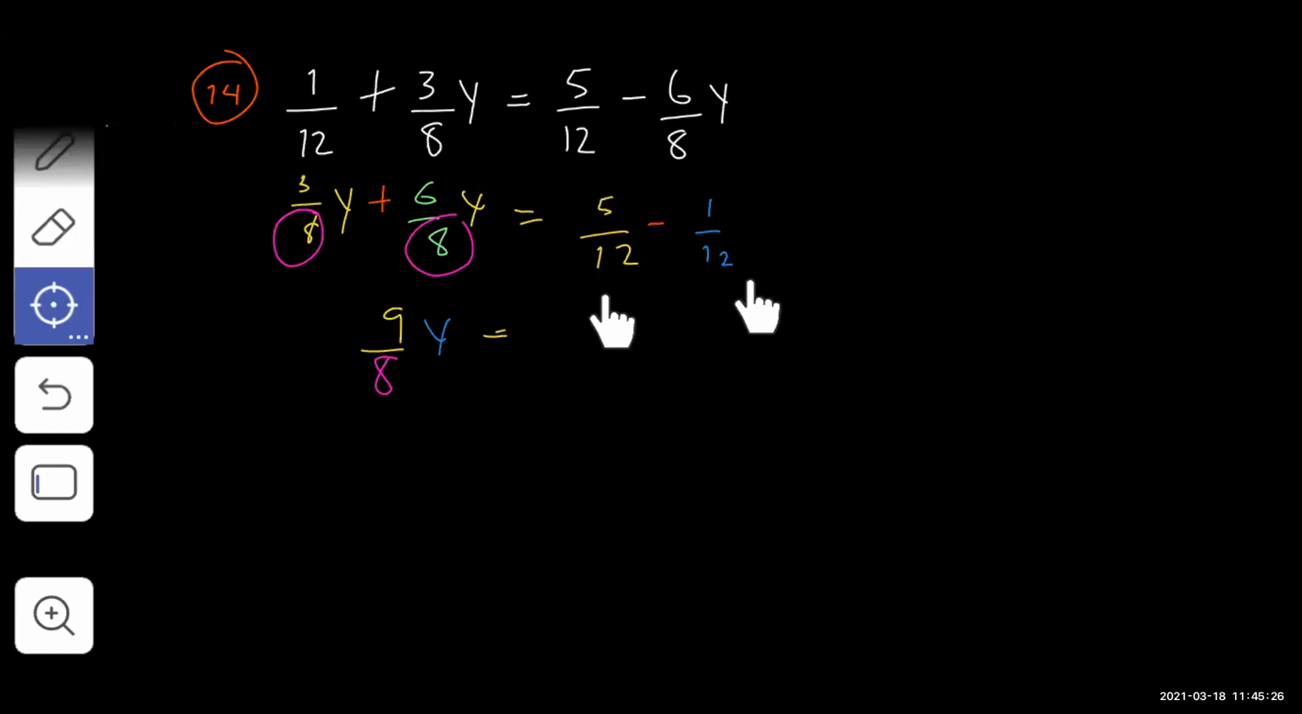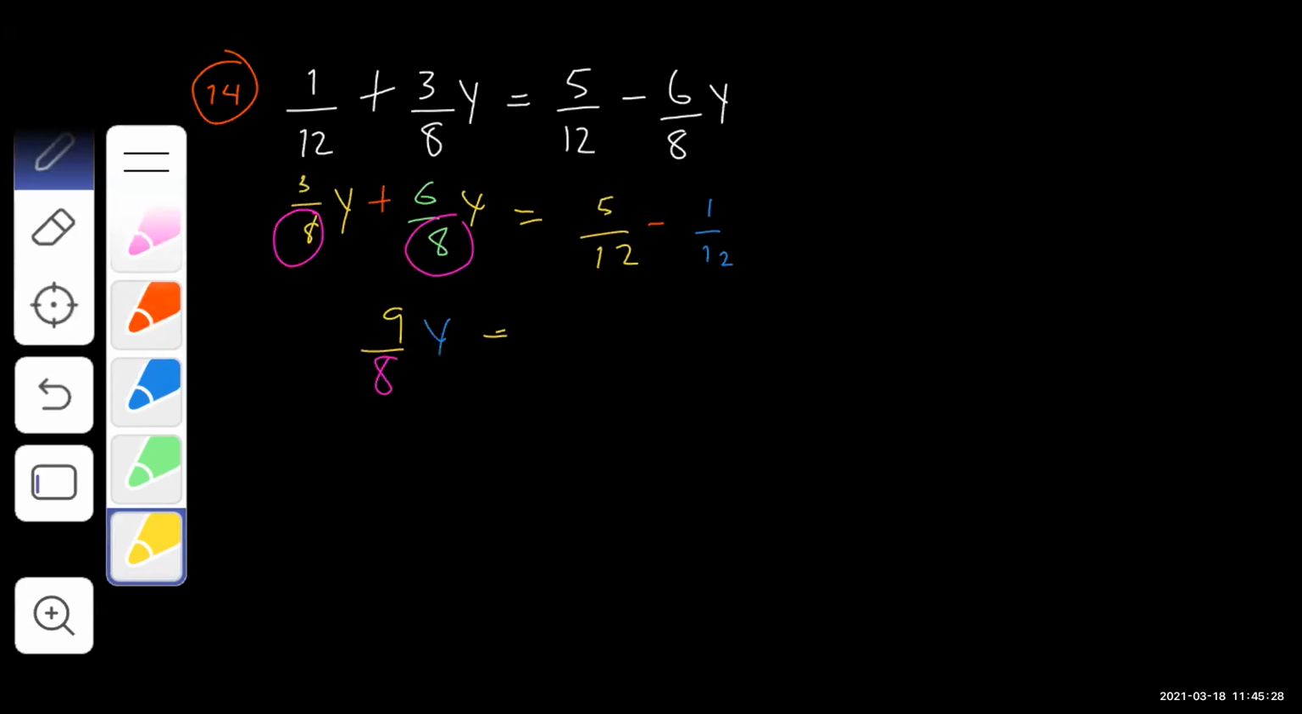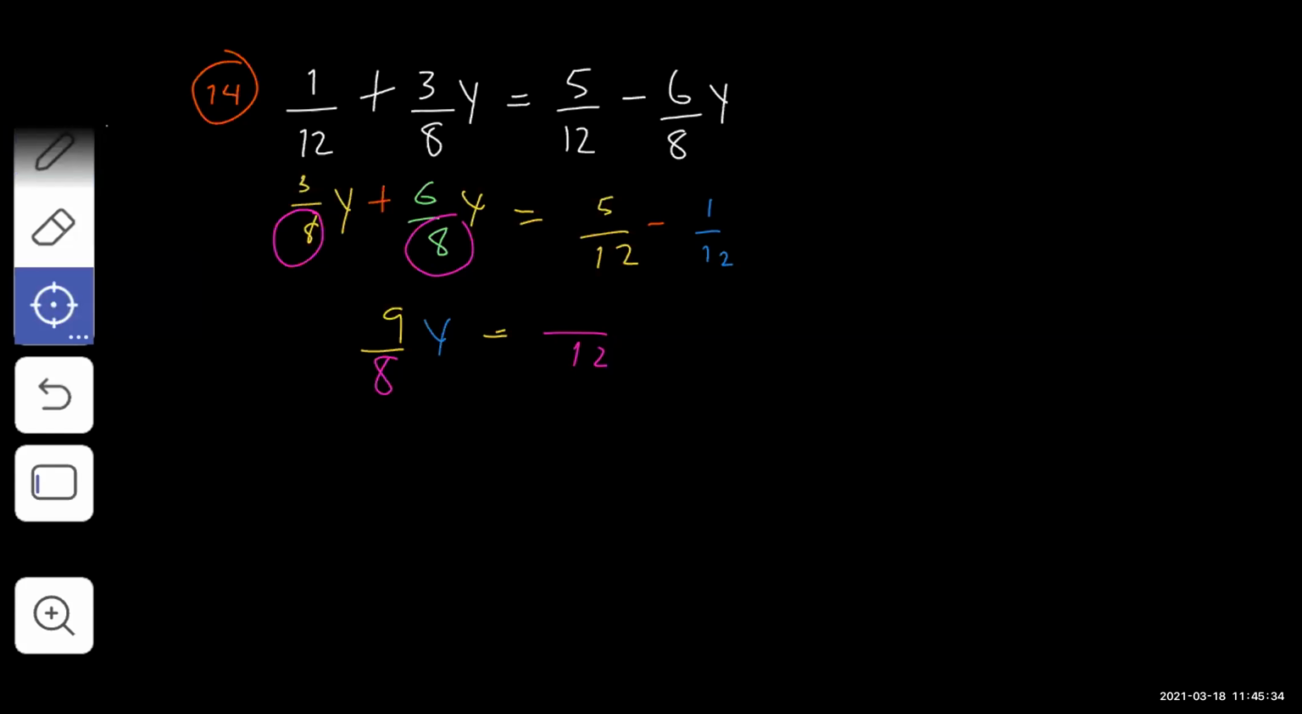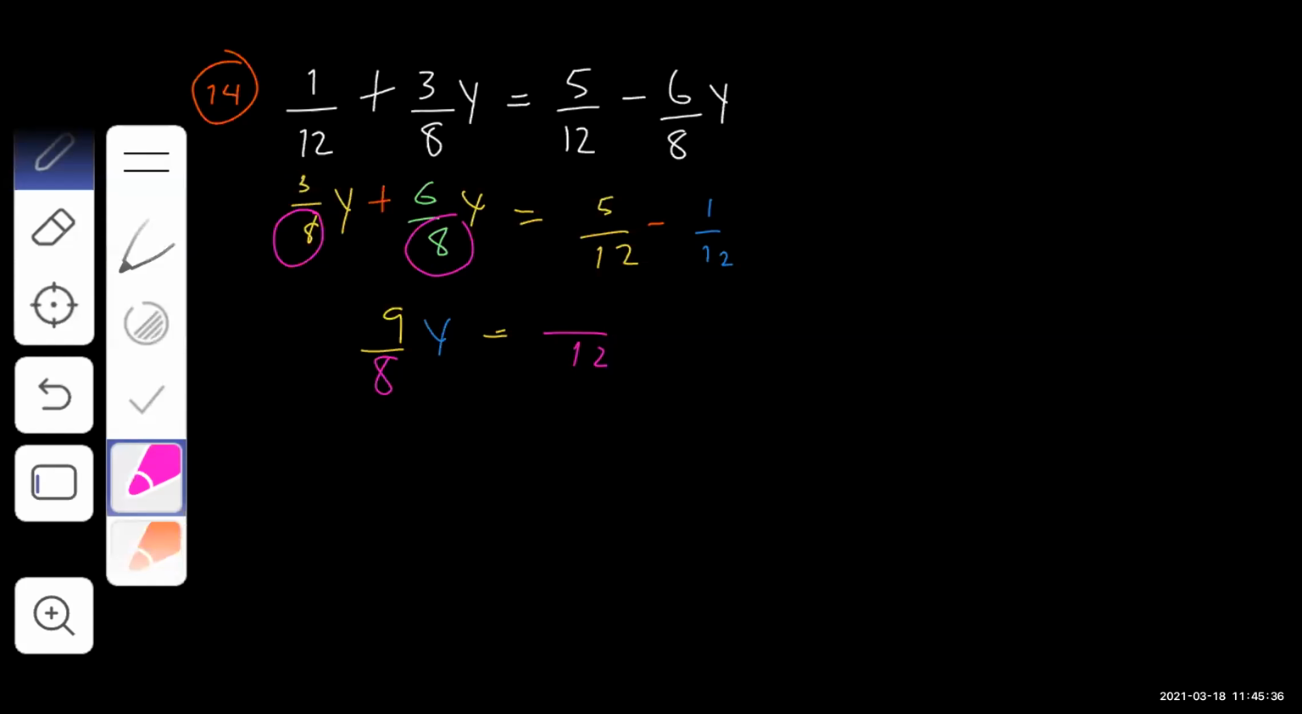And on the other side, let's see that one. The same denominator, guys. This is a piece of cake. Okay, 12, you copy the denominator. And then let's add or subtract. 5 minus 1. What is 5 minus 1 equal to? 4. Okay, let's try to simplify this expression, guys.